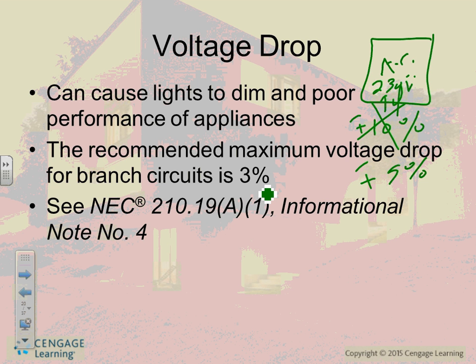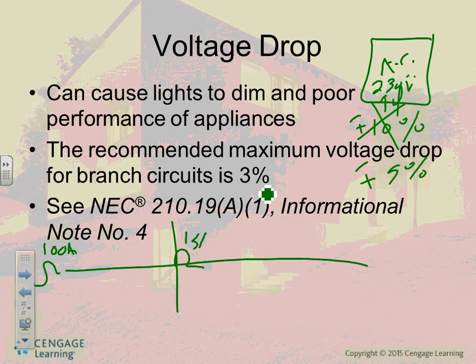And the way they do it, very simple. Here's my feeder. Here's my 100 amp feeder going to a panel. Here's my 15 amp circuit breaker. Here's my equipment. It's an AC, a window AC. This is my branch circuit. This is my feeder.